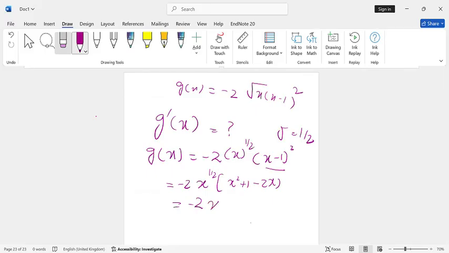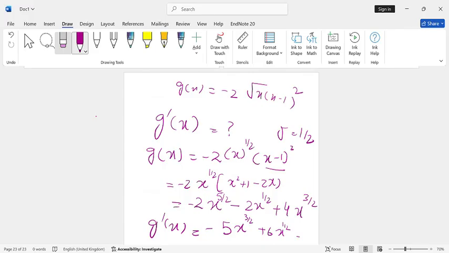We get x to the 5 by 2 minus 2x to the power of 1 by 2 plus 4x to the power of 3 by 2. Okay, so g of x equals minus 5 x to the power 3 by 2 plus 6 x to the power 1 by 2 minus x to the power 1 minus 2.